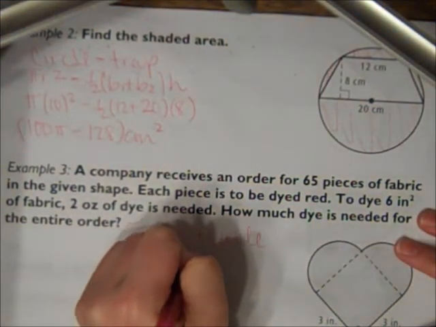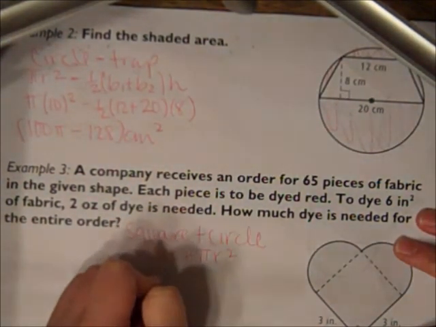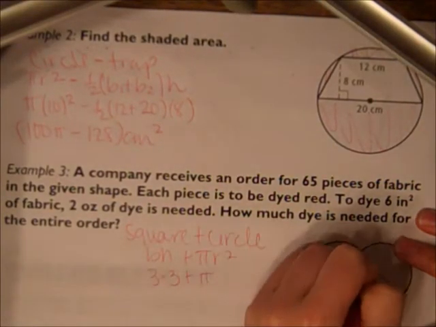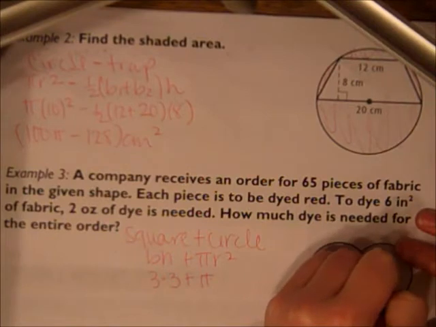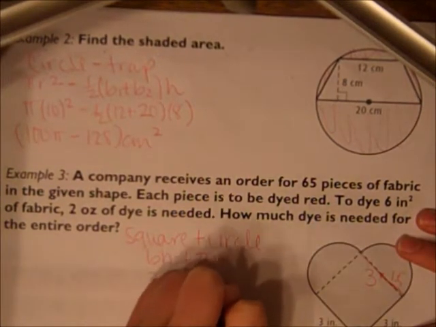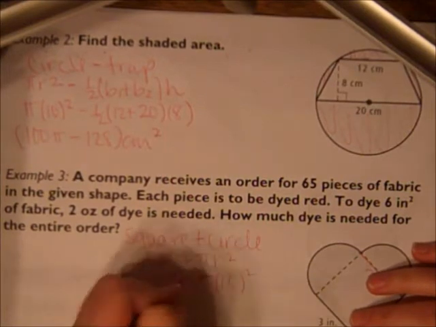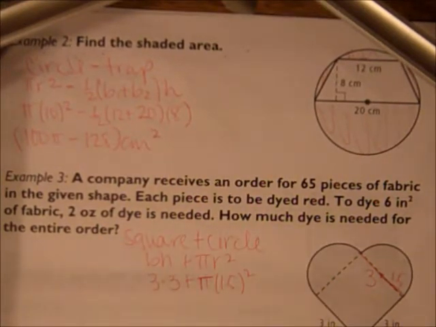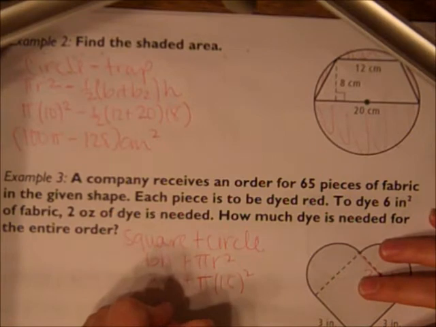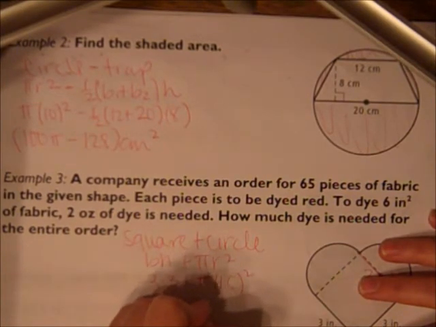So base times height plus pi r squared. 3 times 3 plus pi. Now if this is 3, then the radius is just going to be 1.5. So make sure you're using radius, not diameter. Now this is a word problem, and so we are going to use pi, and I suggest you use the pi button. So 9 plus pi times 1.5 squared. So the area is 16.0685 and so on.